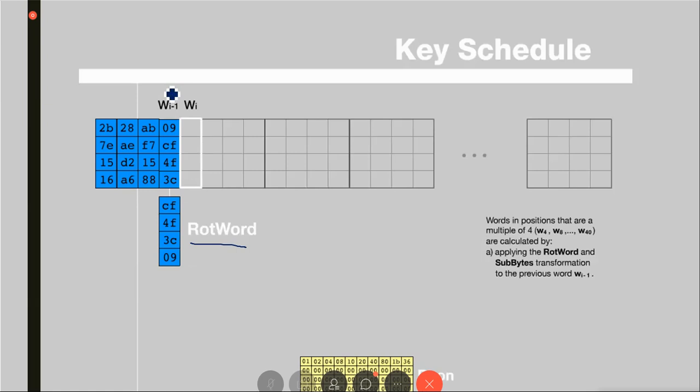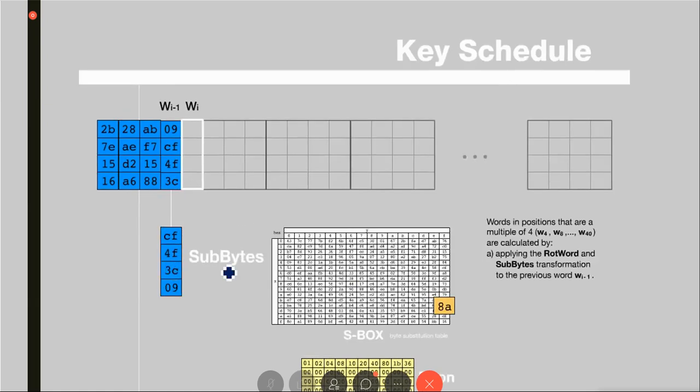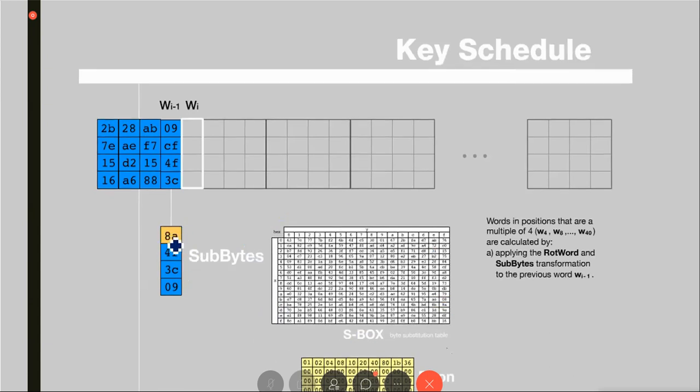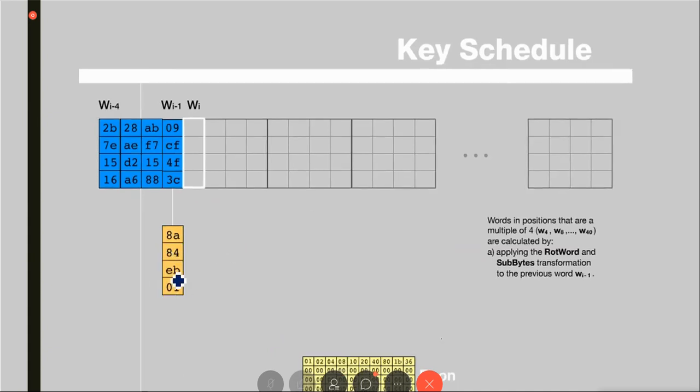So for the Wi computation, you pick up Wi minus 1 and rotate the word. After the rotate word, you perform a substitution by bytes. What was our old substitution by bytes? It is the standard substitution box. C and F are there: C chooses the row, and F chooses the column. So CF is substituted by 8A. Likewise, all the bytes of Wi minus 1, which was rotated, get substituted.